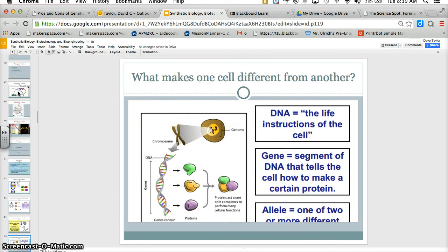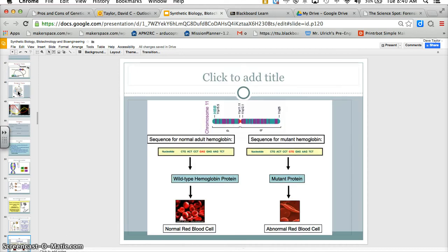All right, what makes one cell different from another? We look at the alleles in the gene segment of DNA. It tells the cell how to make certain proteins. That part is very important. Now, because of gene sequencing, here's an example of a normal hemoglobin protein versus a mutant protein such as sickle cell. One area is different, right there.